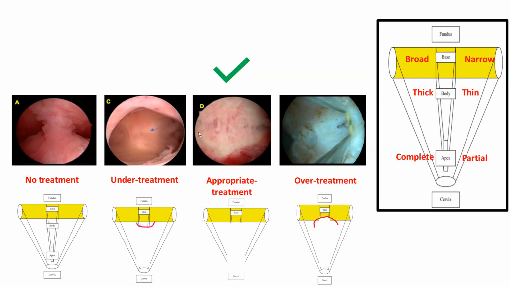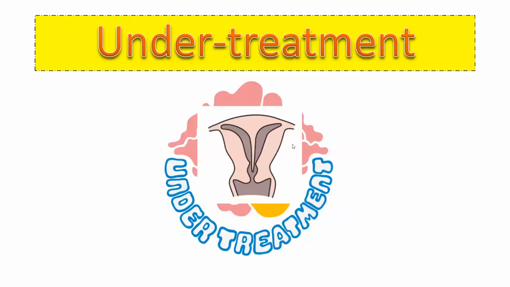The appropriate treatment means that you excise the apex and the body and the base, but not go inside the myometrium. And if you don't treat enough, you will leave the septum like in the figure on the left side. Undertreatment is leaving some part of the septum, which is the body, and overtreatment is if you go inside the myometrium. So the critical and important point of hysteroscopic incision is to be appropriate: to avoid undertreatment and also avoid overtreatment.